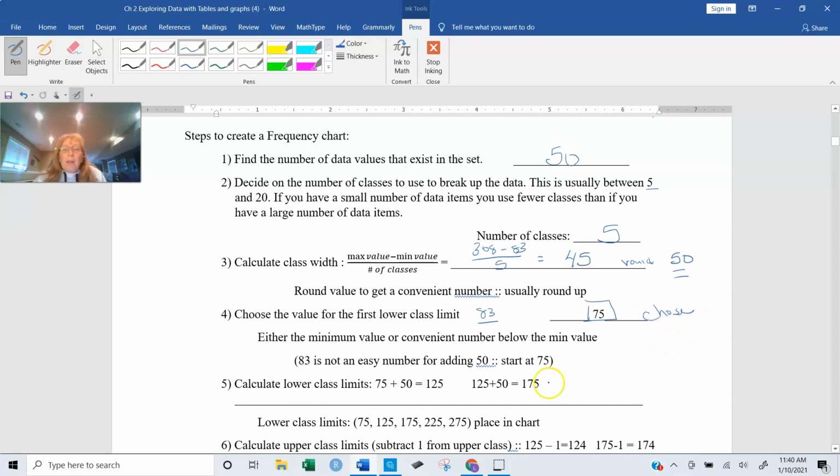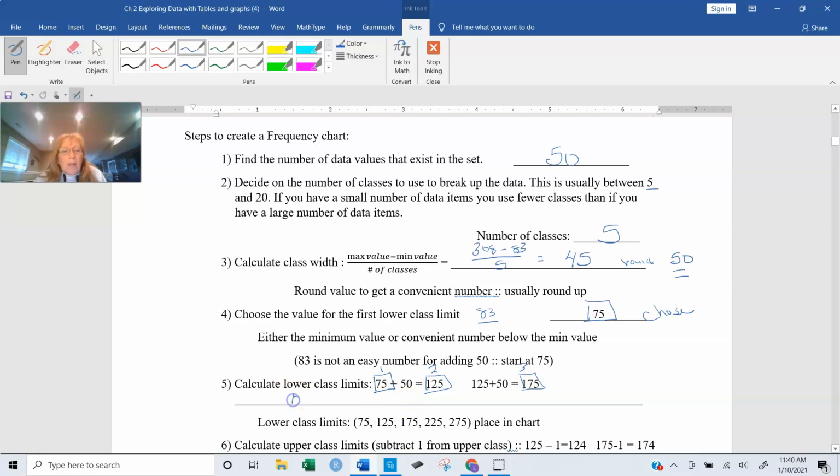All right. So now we're going to find all of our lower limits. We do that by adding 50 each time. So 75 is our first lower limit. Add 50, and we get 125. That's our second lower limit. Take 125 plus 50 and we get 175. That's our third lower limit. Find the fourth and the fifth. So pause and do that.